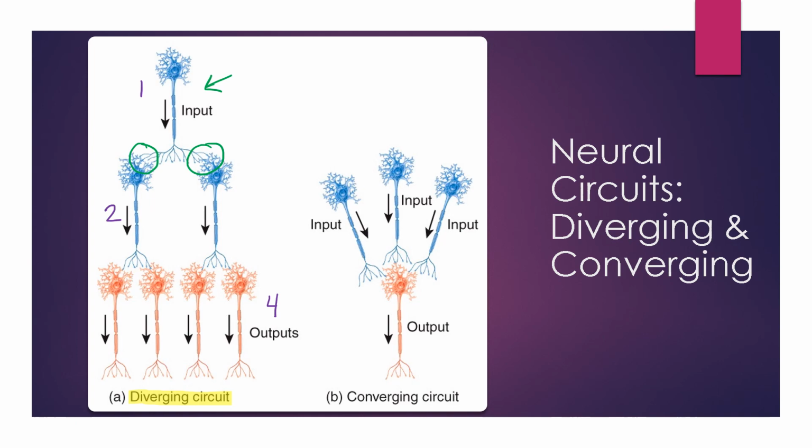Another type of arrangement is called convergence. This is where several presynaptic neurons will synapse with a single postsynaptic neuron. So this arrangement allows for more effective stimulation or inhibition of the postsynaptic neuron. So we call this one a converging circuit here. This is where the postsynaptic neuron, this orange one down here, receives nerve impulses from several different sources. In this example, we have 3 different sources providing input to that single postsynaptic neuron.